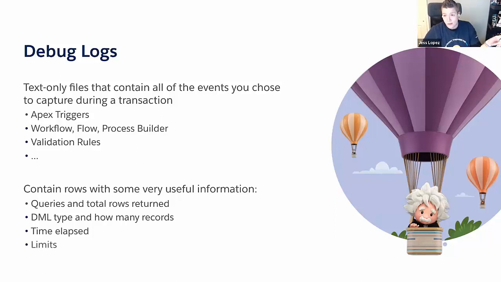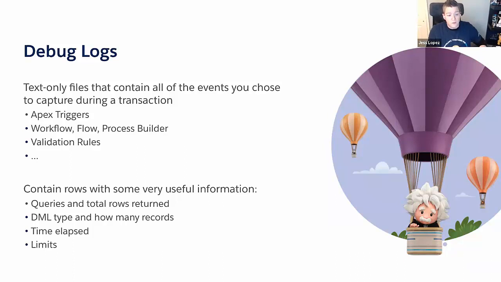Anyway, that can be useful if you want to subtract: okay, this trigger started at this point and this trigger ended at this point in time. You can do some manual math and say, okay, this took 10 seconds to run. That's maybe not so good, or you can dive in a little bit there.